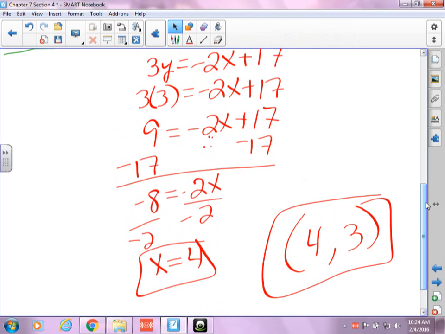4 comma 3. Don't forget to put the ordered pair. Now, what did I just find? What am I doing and why is this important? What does this ordered pair mean? That's where the two lines intersect. That's correct. That's where they intersect. All right? All right, that's it for today.